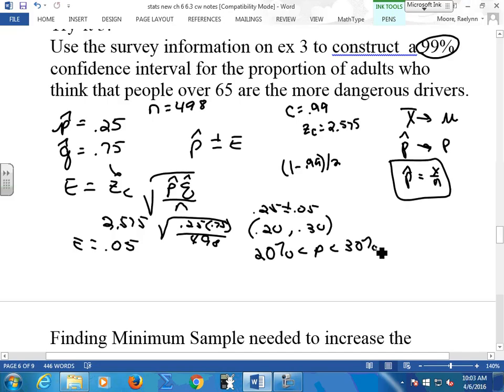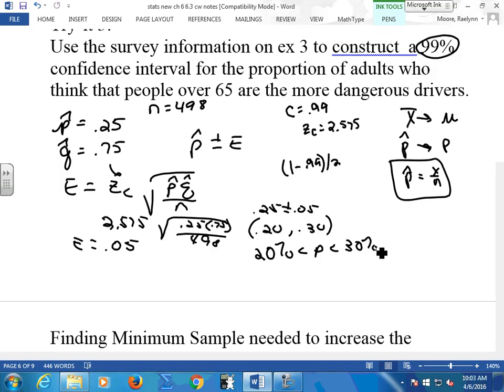It means that I estimate the percentage of all U.S. adults that think people that are over 65 are our most dangerous drivers. I could be 99% confident that the proportion of the whole population will fall between 20 and 30%. In other words, 20 to 30% of the whole population in the United States think that the most dangerous drivers are people that drive over 65 years old.